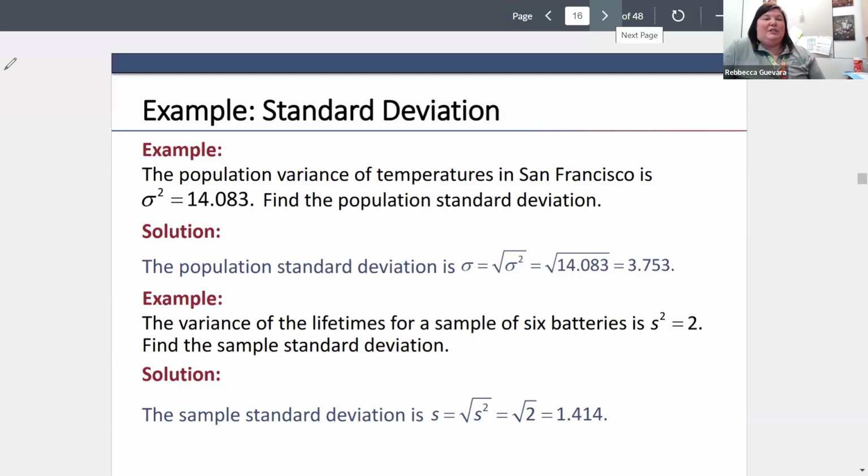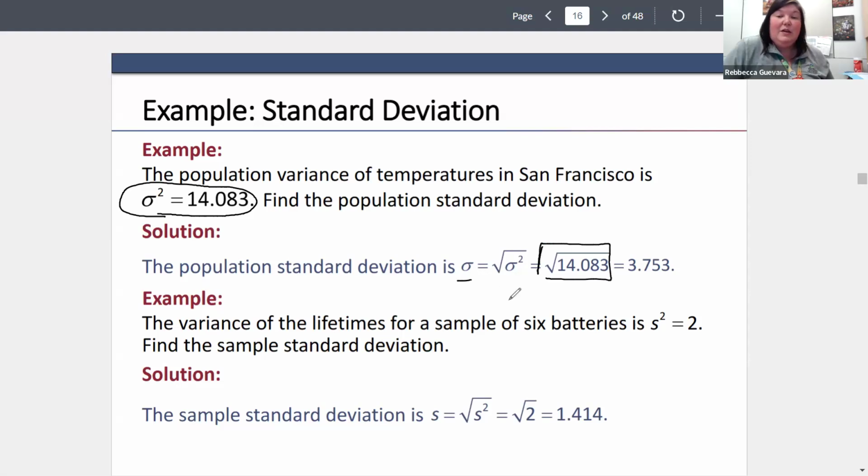Okay, so just some examples here. If we wanted to figure out the population variance for those temperatures in San Francisco, we know that the variance for those temperatures was 14.083, and that'd be degrees Fahrenheit squared. If we want the standard deviation, we take the square root of that 14.083, and we get 3.753.